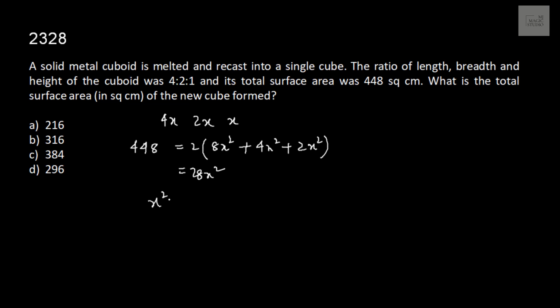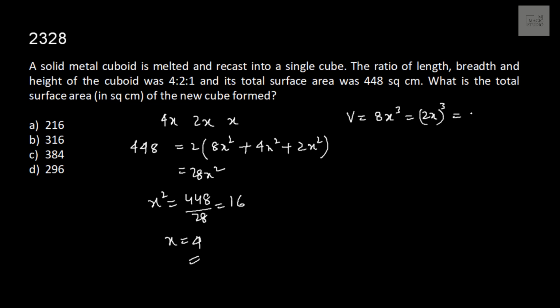So x square equals 448 by 28. We'll solve this and get 16. x is equal to 4. Okay, this is what we get. So we have all the 3 sides. Now it is given that it is melted and recast into a single cube. That means the volume of the 2 bodies should be the same. Volume of this is L into B into H, 8x cube, which can be written as 2x whole cube.